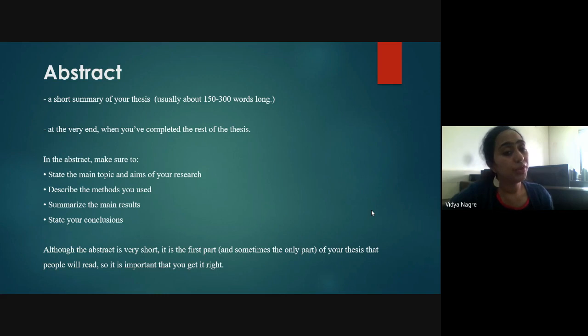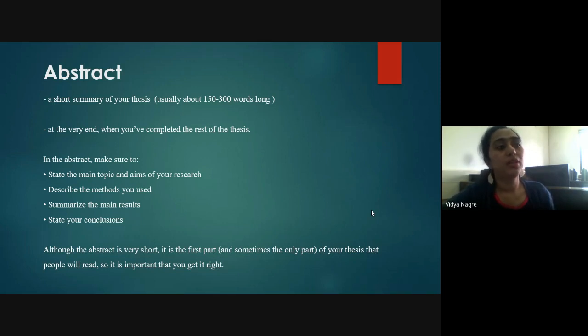What are the things you are going to mention in the abstract? State the main topic and aim of your research. Describe the method you have used. Summarize main results. State your conclusions. What are your major findings? Please remember, a very important point. I have added it in the last slide.